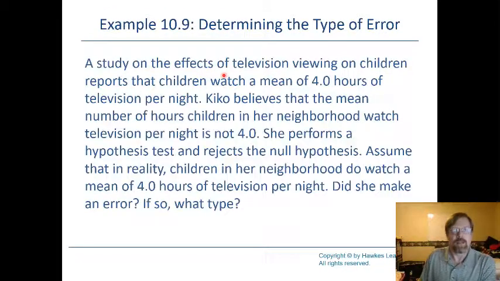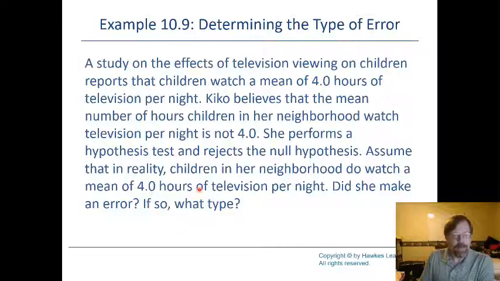Okay, next one, and I believe this is the last one. A study on the effects of television viewing shows that children watch an average of 4 hours of television per night. Someone named Kiko believes that the number of hours children in her neighborhood watch TV is not 4. She performs a hypothesis test and rejects the null hypothesis. If in reality children in her neighborhood do watch a mean of 4 hours of television per night, did she make an error, and if so, what type?